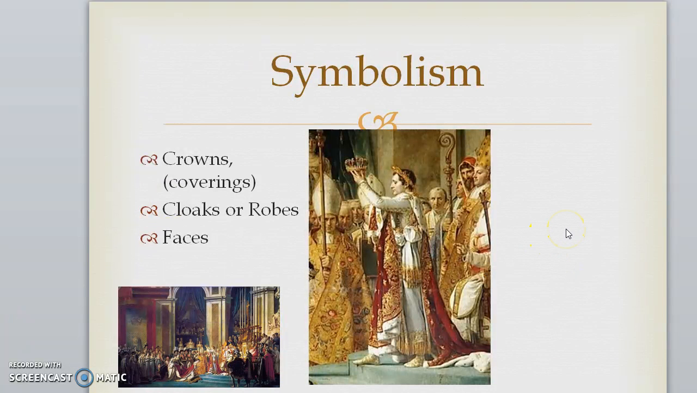Using some type of symbolism, David used the crowns or coverings. He really wanted to capture the Roman Catholic tradition of the clothing and what emperors would wear. Looking deeper into the faces, you can see some people just weren't happy about this event. Others were glad or satisfied, or it just didn't bother them.